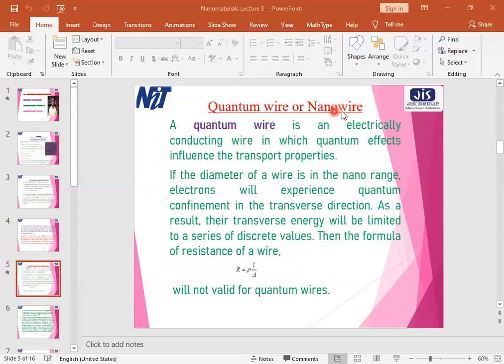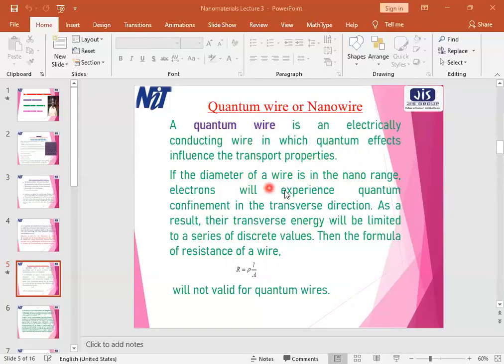Now quantum wire or nanowire. You see, a quantum wire is an electrically conducting wire in which quantum effects influence the transport properties. Last day we have discussed what is quantization, what is quantum effect, what is quantum confinement. So a quantum wire is an electrically conducting wire in which quantum effect or quantum confinement is seen.